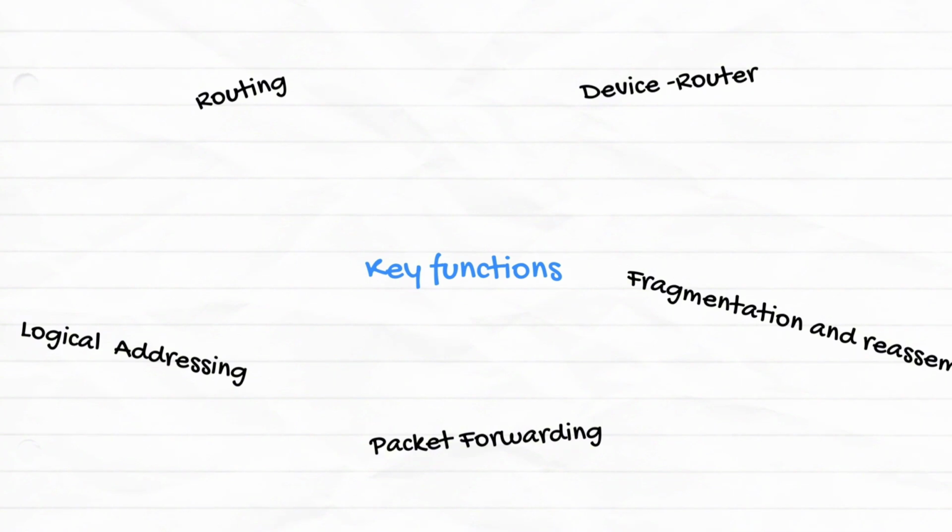Fragmentation and reassembly breaks down large packets into smaller fragments for transmission and reassembles them at the destination. Example: suppose you have a large package that needs to be shipped. You break it down into smaller boxes for easier handling and shipping. Once all the boxes arrive at the destination, they are reassembled into the original package. In networking, large data packets are fragmented into smaller pieces for transmission and then reassembled at the destination to form the original data. Devices in the network layer are routers.